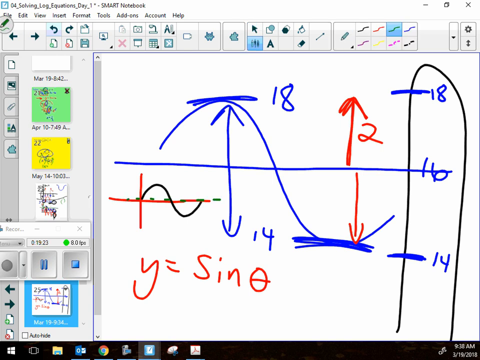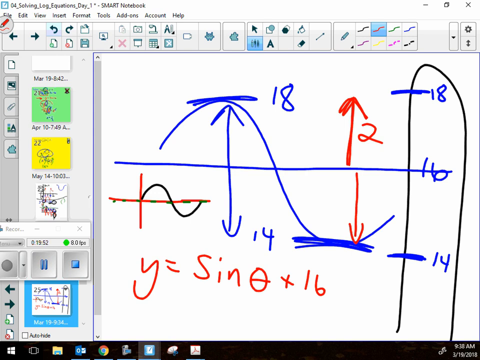Okay, but this sine wave has this little line running down the middle. We'll call it the center line. The center line of it needs to move up. How far up should it move to replicate our tide coming in and out? 16. It needs to go up 16. So how am I going to make my sine function move up 16? You get what I'm doing here? Okay. Up 16.